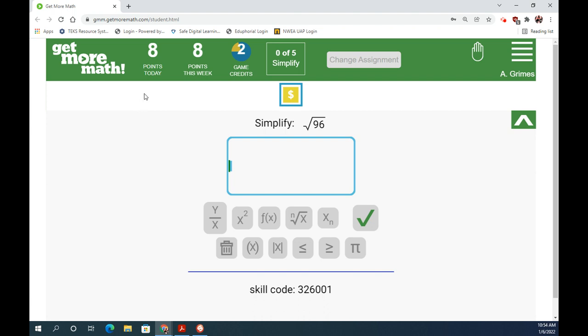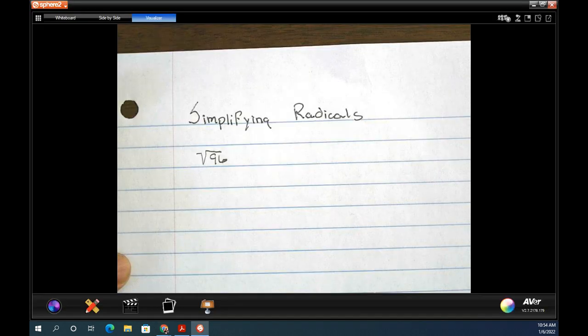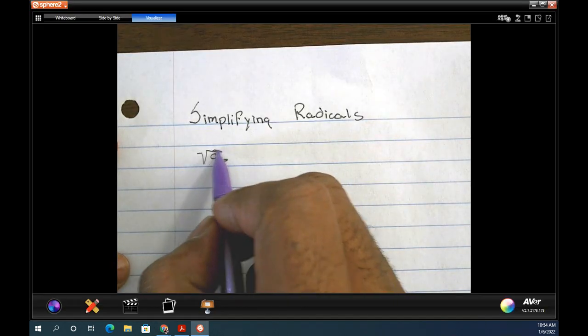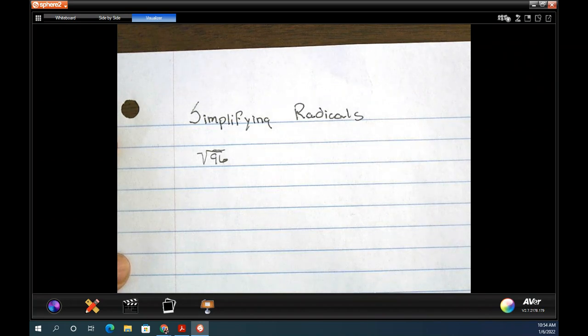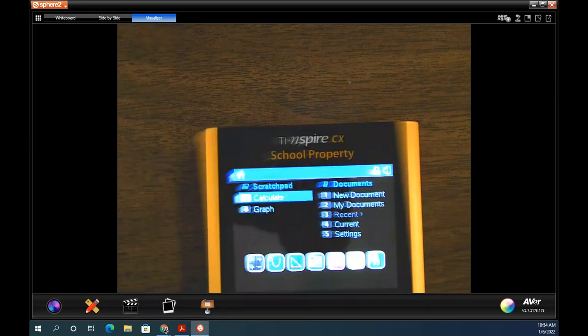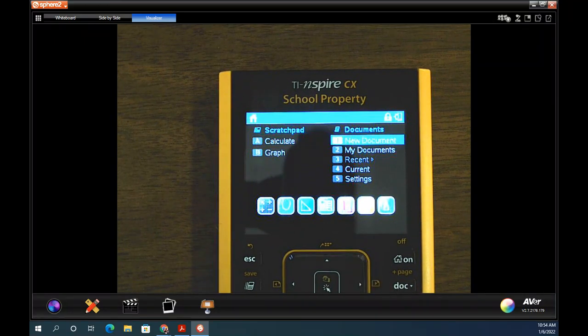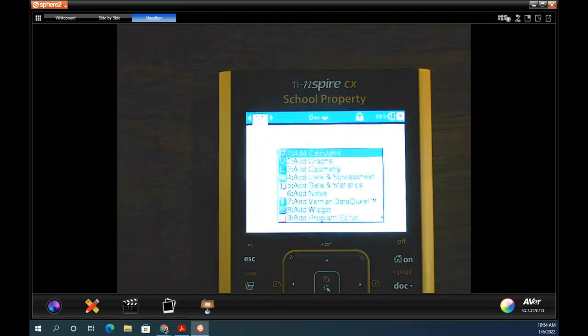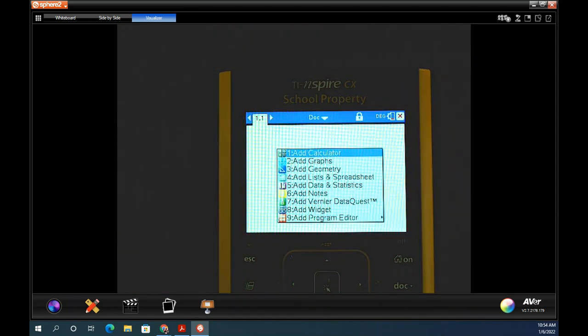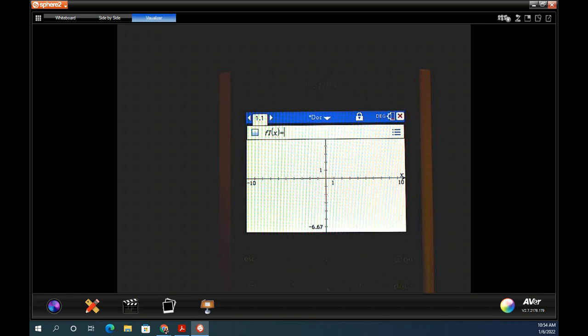So you write that down on your paper. So we got the square root of 96. It's not a perfect square. So the next thing we go to is our calculator. Right here. So we want to go to new document. No, for most of y'all. And then we want to add a graph. Now, we're just going to type in 96 divided by x. Hit enter.